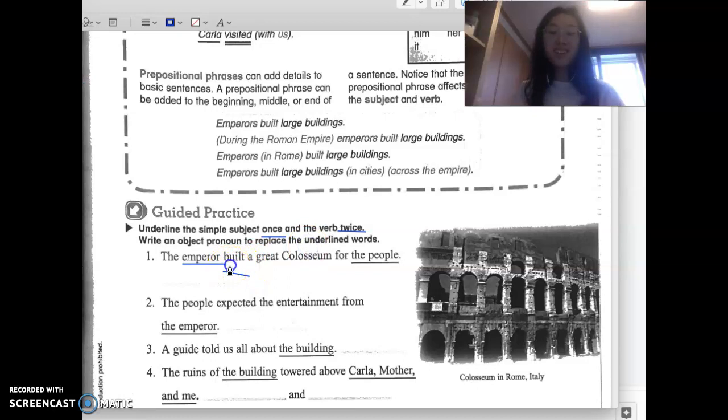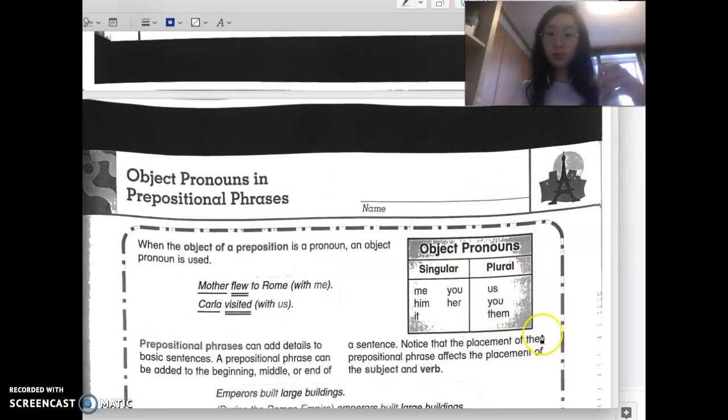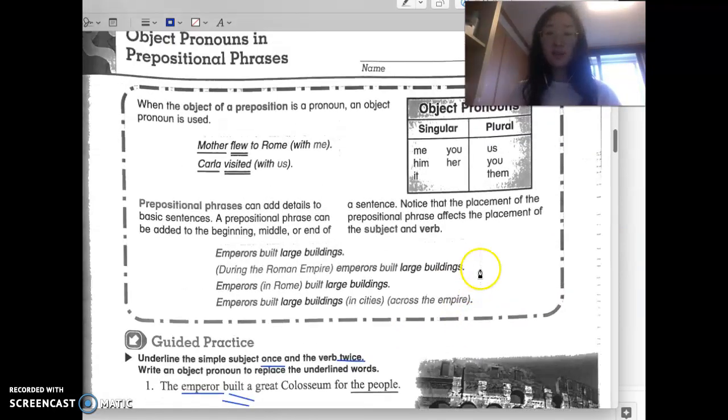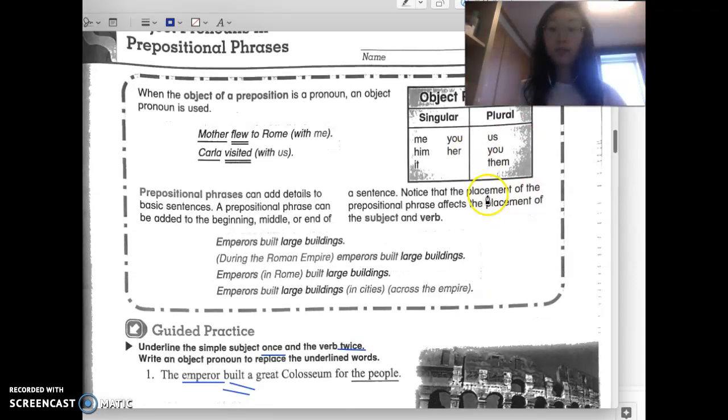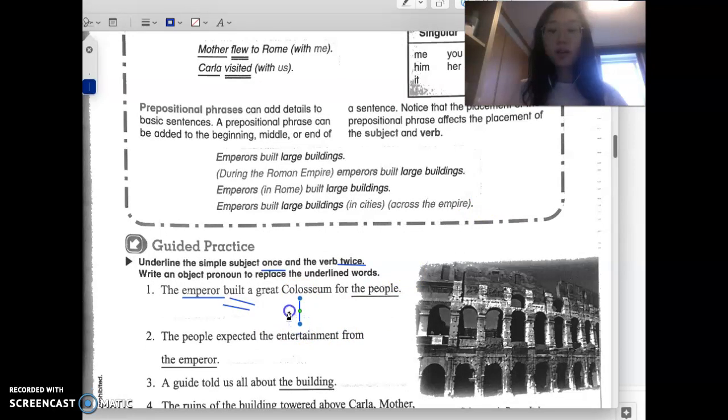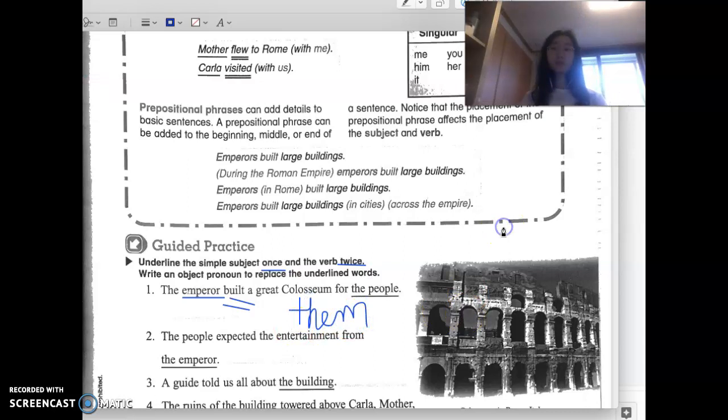All right, let's look at, sorry, I know it's the people. It says singular or plural. People is plural, more than one person. So what would be the correct object pronoun in this case? The people, not including me, just the people, so it will be them. The emperor built a great colosseum for them. So you're going to write them here.